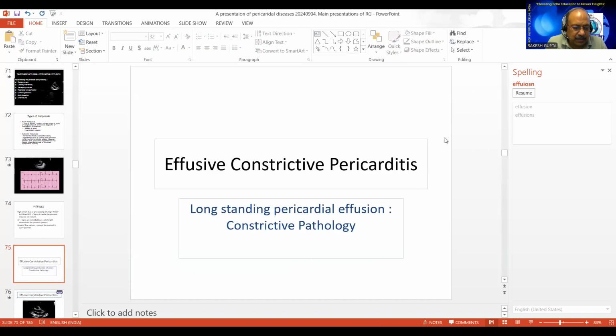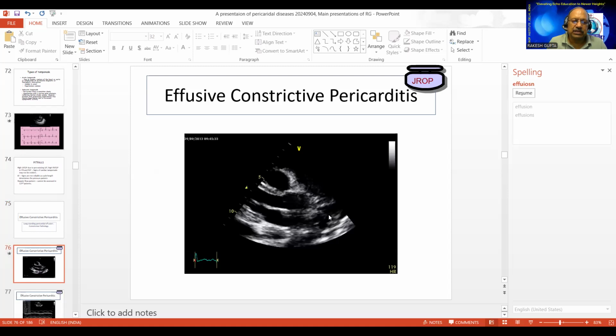We learned about the pericardium. We learned about pericardial effusion. We learned about pericardial tamponade. Now, over a period of time, with this pericardial tamponade, the fluid either you take it out or it accumulates and finally gets absorbed, producing constrictive kinds of features. And if you happen to see fluid along with the features of constriction, we call it effusive constrictive pericarditis, which is a feature of long-standing pericardial effusion.